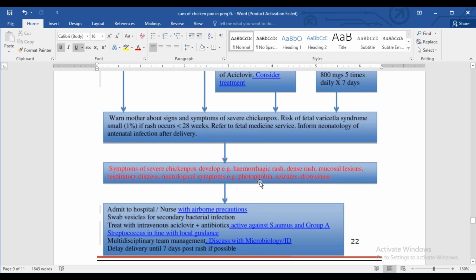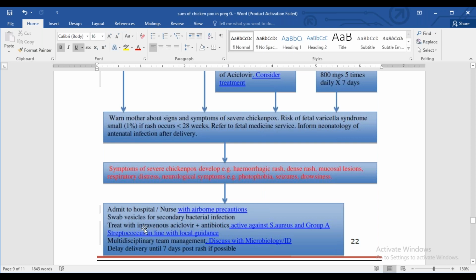No role for community care here. You have to admit her to the hospital, take a swab to confirm the infection and to exclude any secondary bacterial infection. We are going to isolate them with airborne precautions. You are going to treat with intravenous acyclovir.